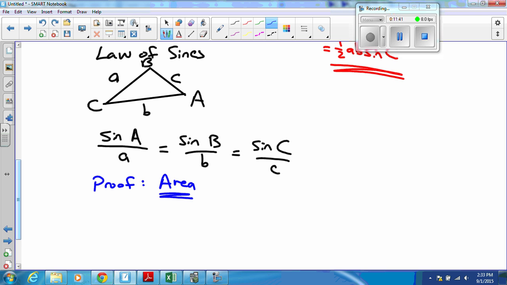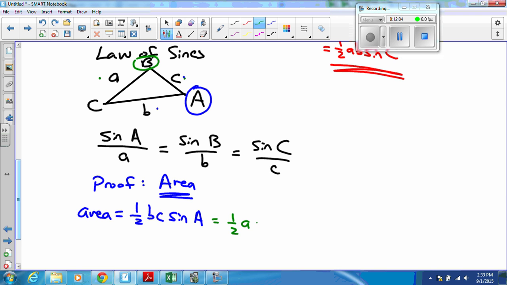Let's start with angle A. If I use A as the included angle, the sides that include it are b and c, and so the area is equal to 1/2 bc sine A. If I use B as the included angle, then the two sides that include it are a and c, and so the area is also equal to 1/2 ac sine B. And finally, if I use C as the included angle, then the sides included are a and b, and so the area is 1/2 ab sine C.